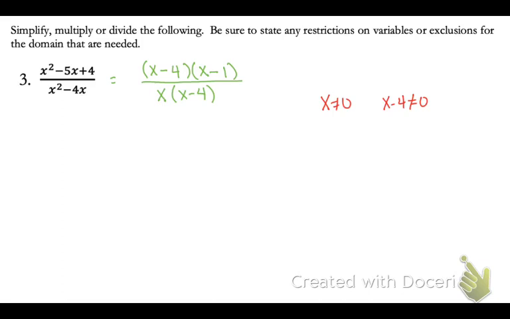That one we're going to have to solve to get the x by itself, so we add the 4 to the other side, and we get x cannot equal 4. And then lastly, we're going to go back to our fraction and simplify. Anything that is the same on the top and the bottom, we're going to cancel. So the x minus 4's cancel, and we're left with x minus 1 over x, with the restrictions that x cannot be 0 or 4.